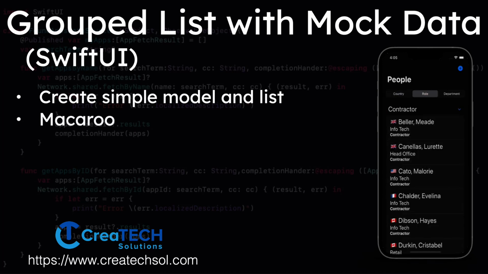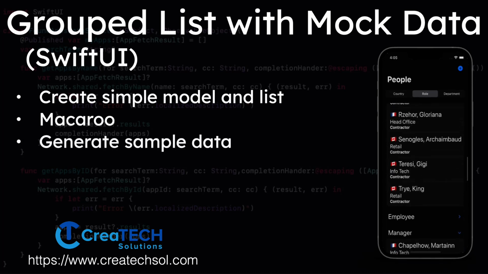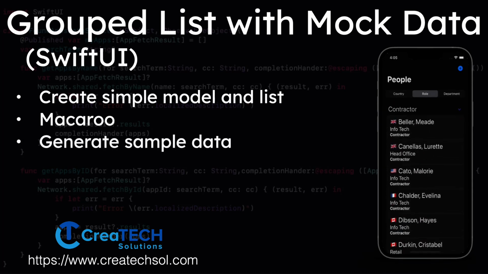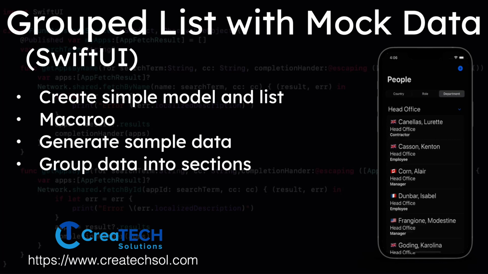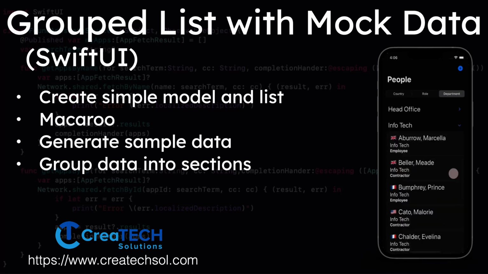Then we'll visit the Mocaroo mock data generator site to generate a lot more data and add that to our project. And once we have a lot of data, we can start to display it differently by grouping and displaying the data in collapsible sections in a list. All the while, we'll make sure that the data within the groups are all sorted as we like within the section group.